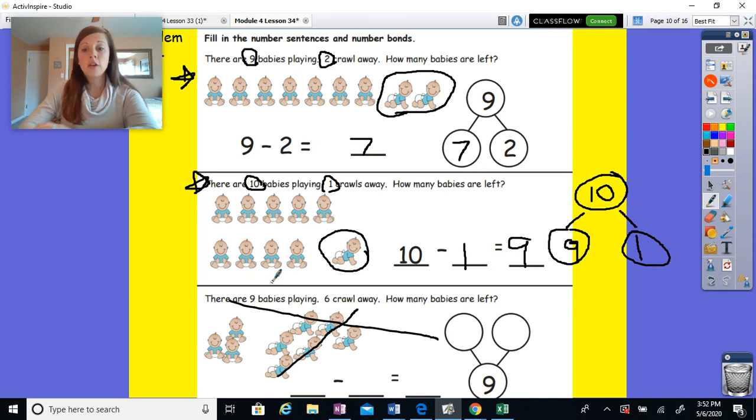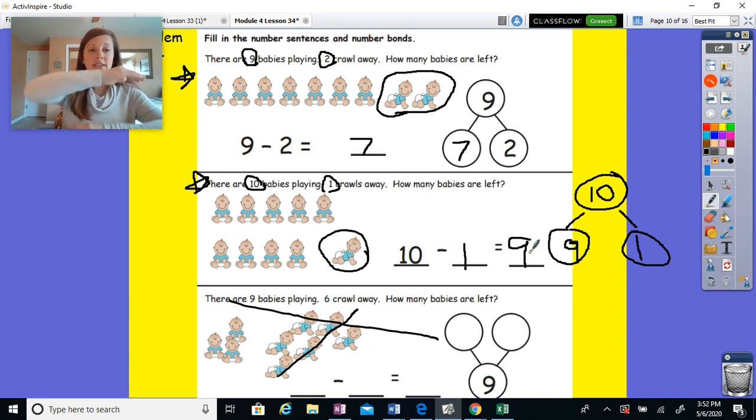So last thing we're going to do together is read this number sentence. 10 minus 1 equals 9. Ay, this dolphin's going crazy.